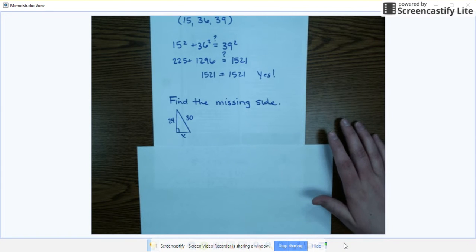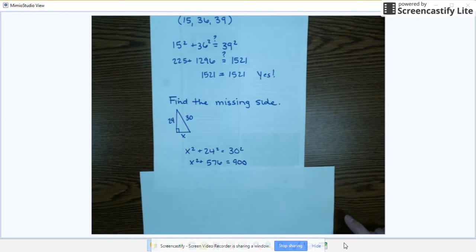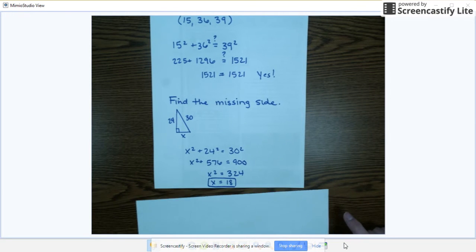You guys have done this before. Again, 30 would be our hypotenuse, so we would have x squared plus 24 squared equals 30 squared. Solve and you get 18.